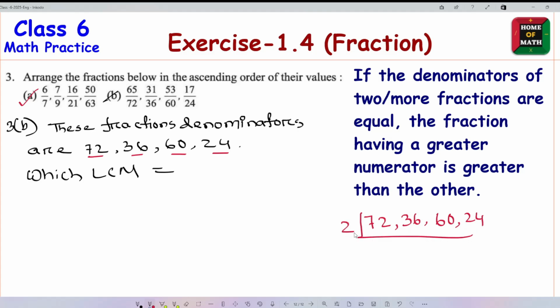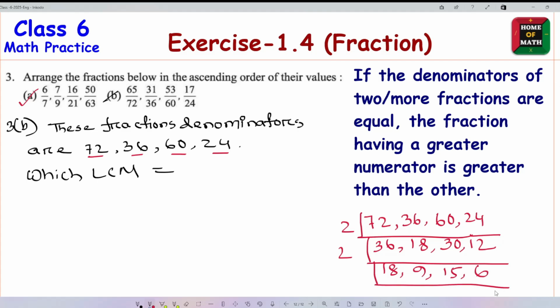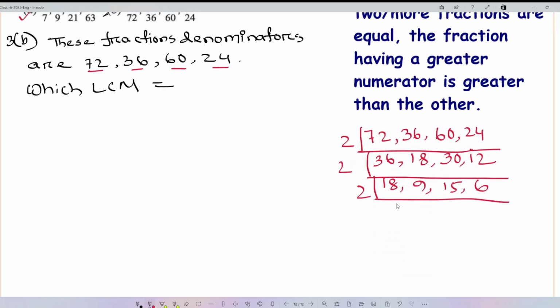First we can divide by 2. So here is 36, here is 18, here is 30, here is 12. Okay, then again divide by 2. So here is 18, here is 9, here is 15, here is 6. Again we can divide by 2. So 9, 9, 15, 3.